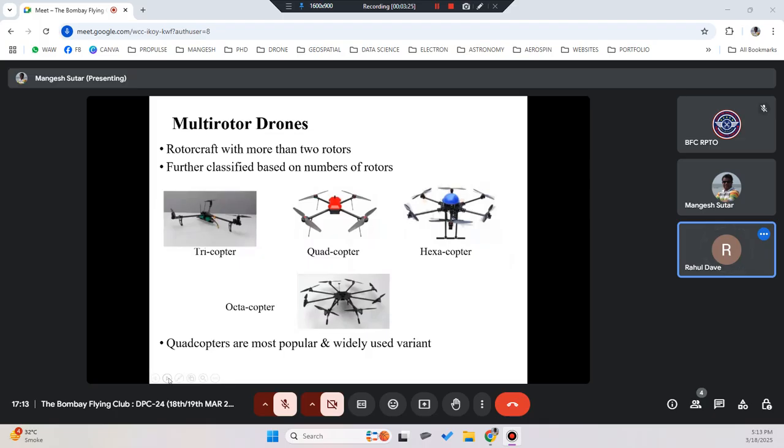Okay. So what are the different types of multi-rotor drones? Whenever you have a rotorcraft with more than two rotors, it is called a multi-rotor drone. Further, they are classified based on the number of rotors. Two rotors, a birotor. Three rotors, a tricopter. But a tricopter is very difficult to control, so it is not so stable. Two motors, three motors, are not very stable.